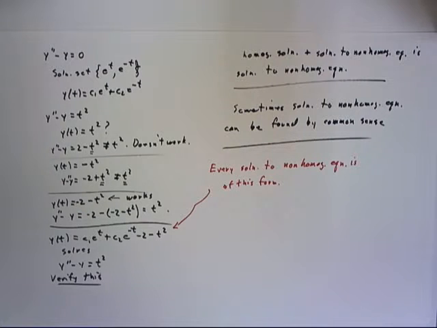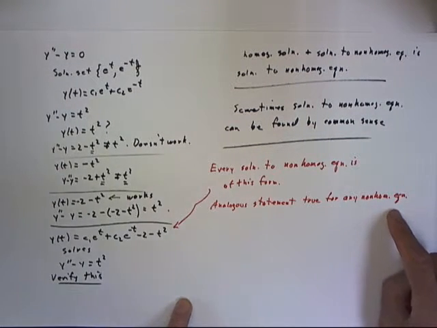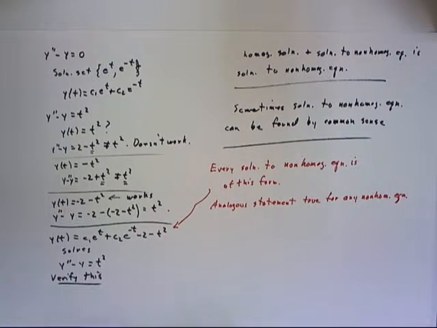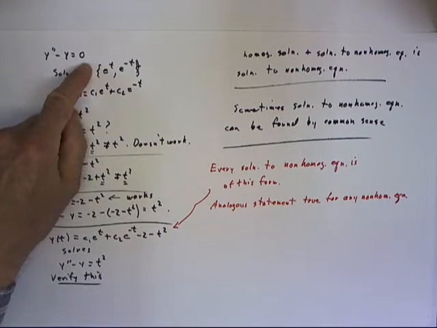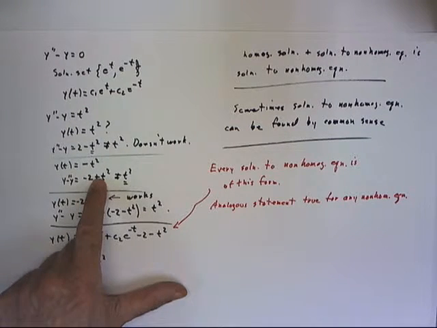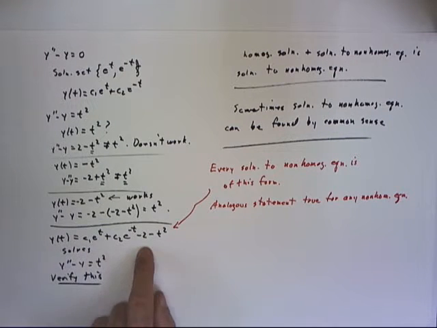And there's more. An analogous statement is true for any non-homogeneous equation. What do we mean by an analogous statement? Well, the analogous statement is going to be, if we've got a solution to the homogeneous equation, and we can get any solution to the non-homogeneous equation, we can add them together and get the form of every possible solution to the non-homogeneous equation.